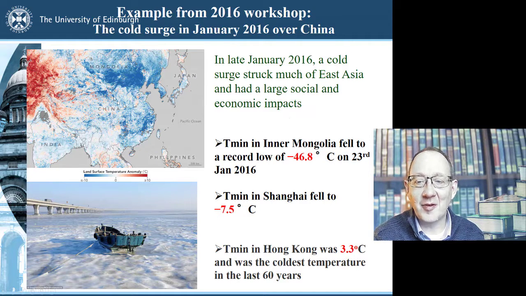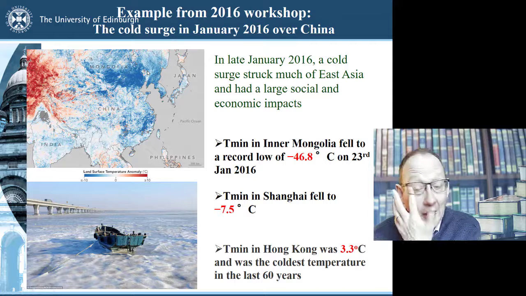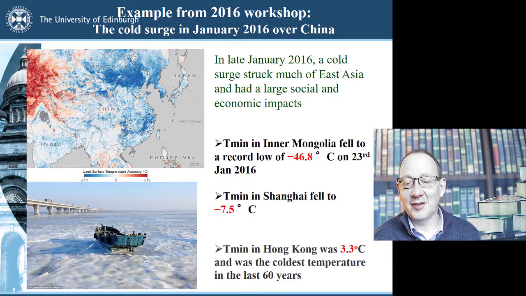Anyway, this cold surge had large social and economic impacts. The minimum temperature in Inner Mongolia fell to a record low of minus 46.8 degrees centigrade on 23rd of January. The minimum temperature in Shanghai fell to minus 7.5 centigrade. Even Hong Kong, down here near Guangzhou, was 3.3 degrees centigrade, the coldest temperature of the last 60 years. So we certainly had unusually cold conditions in January, with cold air coming out of that.